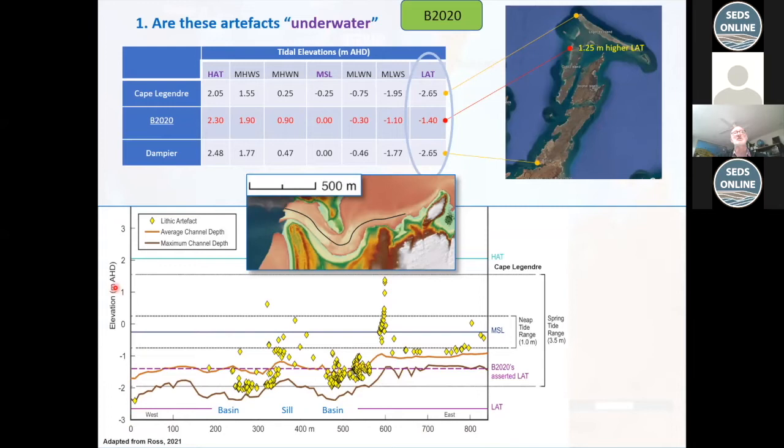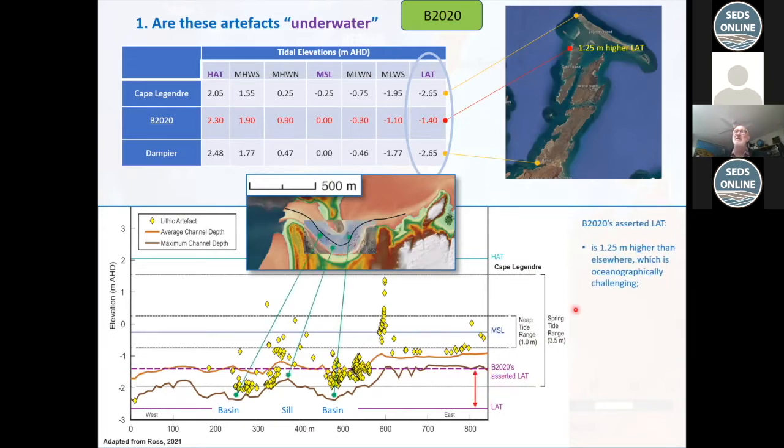and elevation. So here's mean sea level, 2 meters above, 2 meters below, 3 meters below. Also plotted on here, the tidal ranges for the Cape up here that we know of from all the tidal records: neap tide range, spring tidal range, highest astronomical tide, lowest astronomical tide. But this line is the B2020 asserted lowest astronomical tide, which means that they consider all these artifacts as permanently submerged. This is a problem.